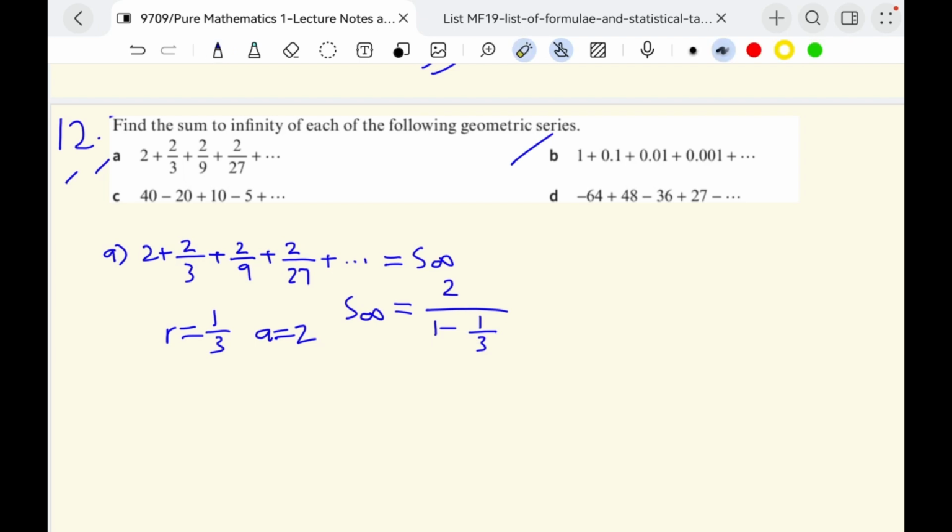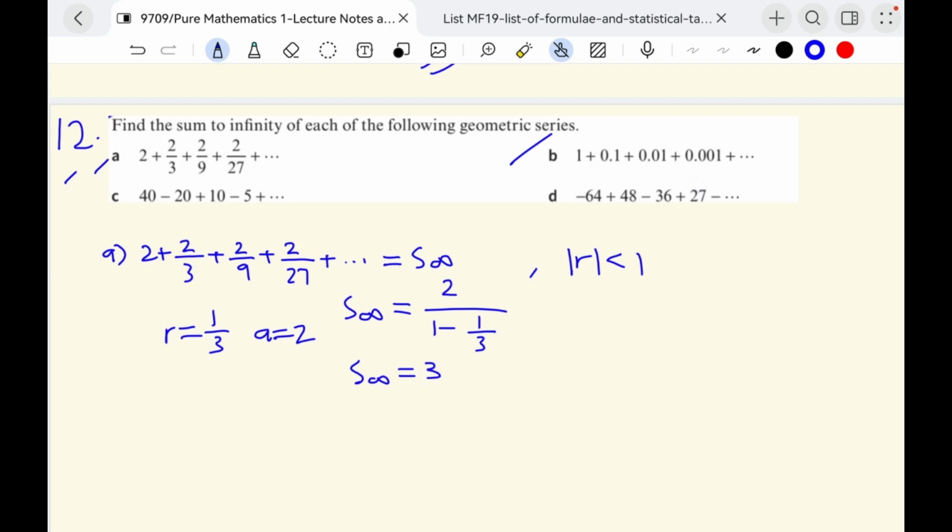Okay, so before we apply the formula of the sum of infinity, verify that the modulus of r must be less than 1. Since r is 1 over 3, and 1 over 3 is less than 1, it's valid to find the sum of infinity. So find it. See how much you get. You will get 3 as your final answer.